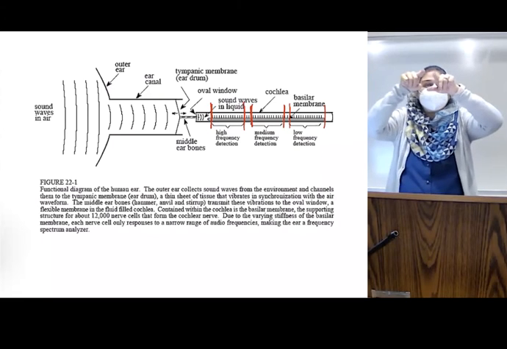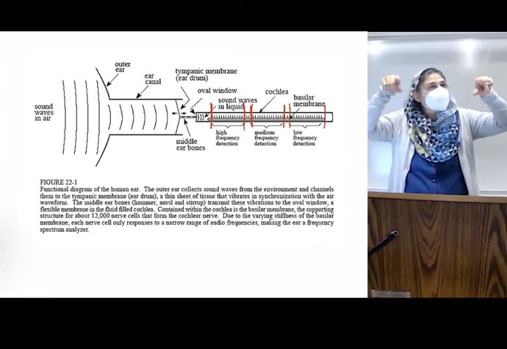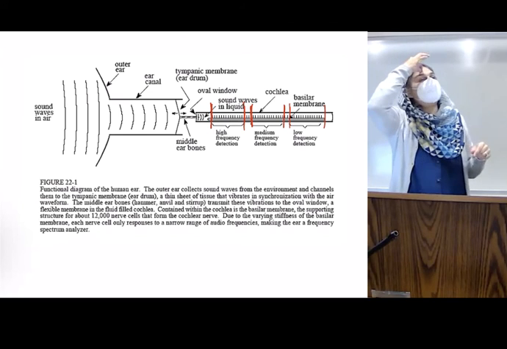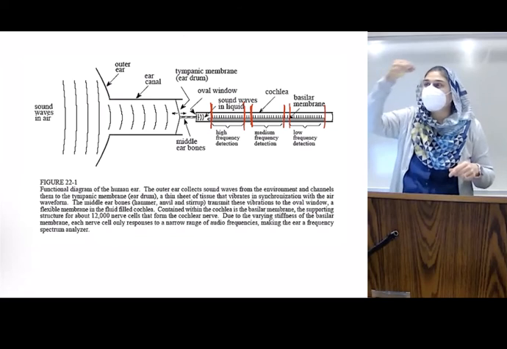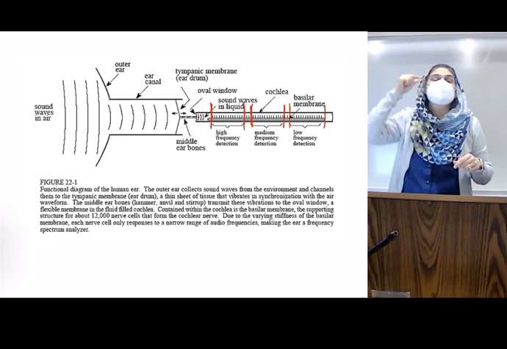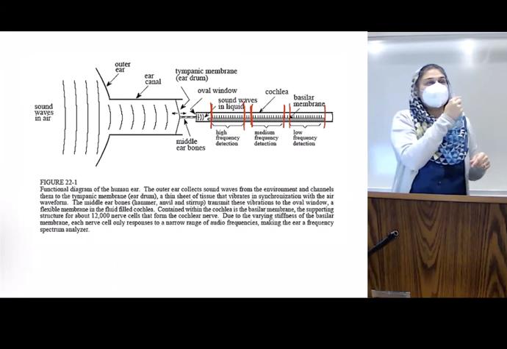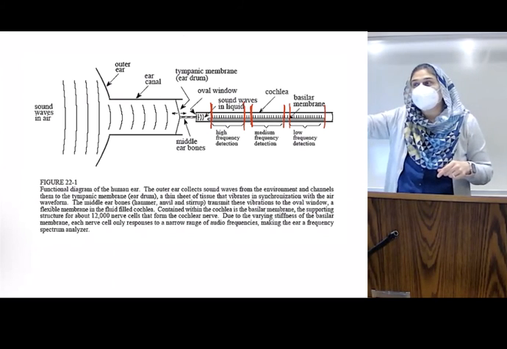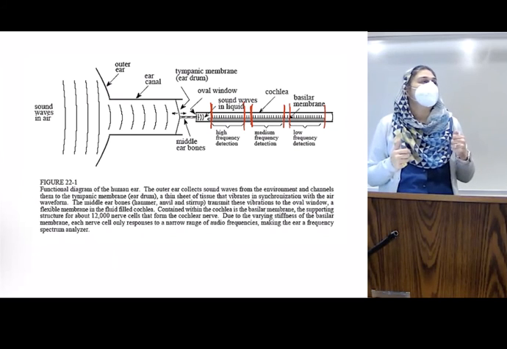And then they have little tiny hairs on top of it with neurons attached. And that's what's taking the signal to your brain and telling it there's a sound coming, and now I have to interpret that. So between the outer ear, the middle ear, and the inner ear, there are so many things that have to go properly for you to hear.